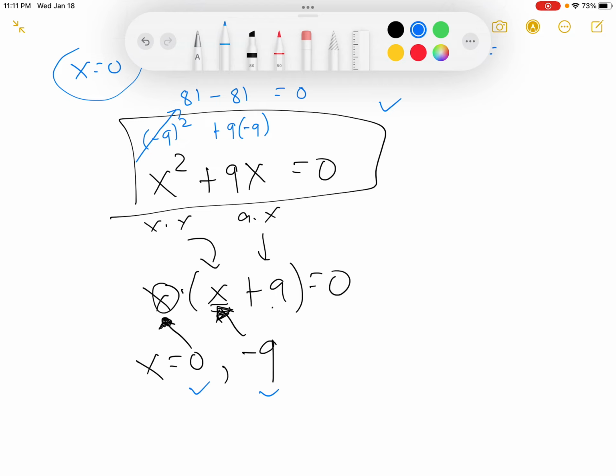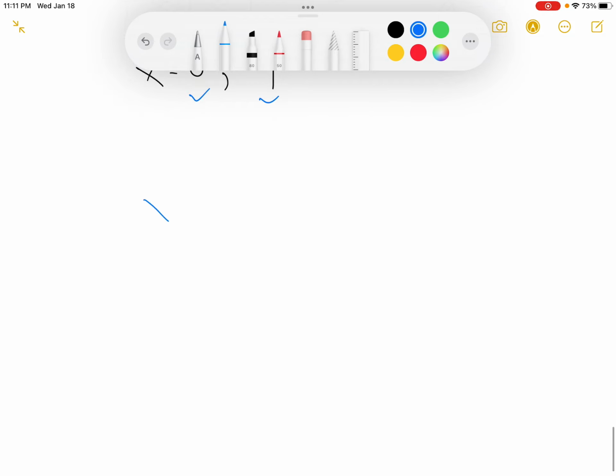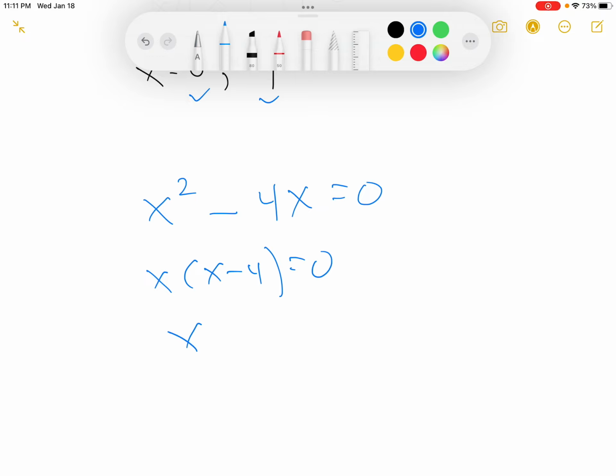Okay, let's do another one. This one's for you to do. X squared minus 4x equals 0. All right, easy solution. X times x minus 4 equals 0. X could be 0 or it could be 4.